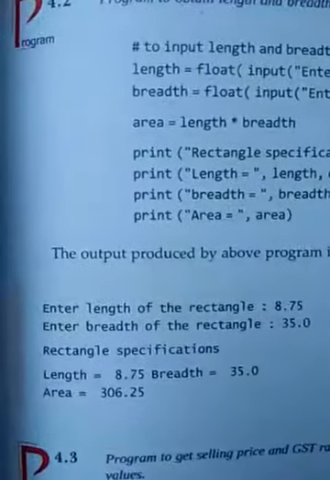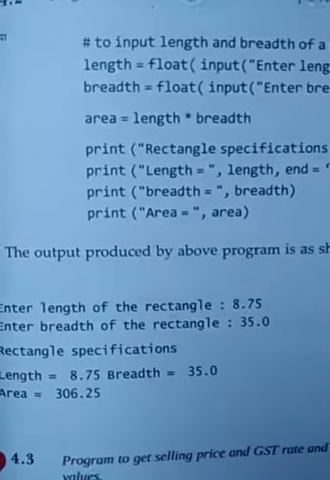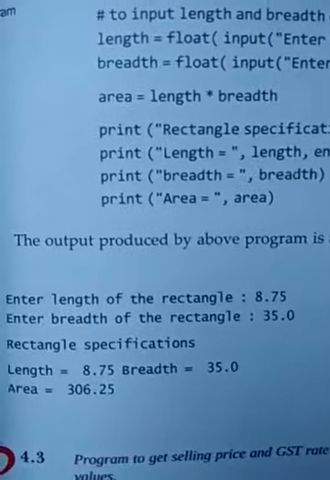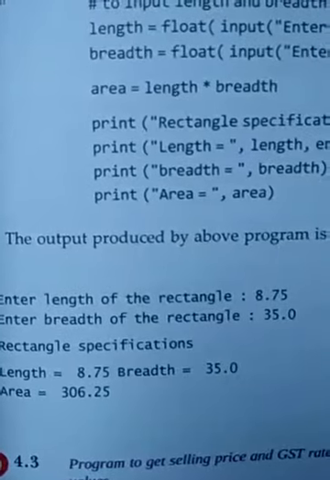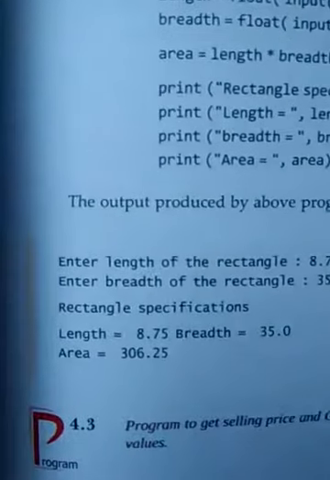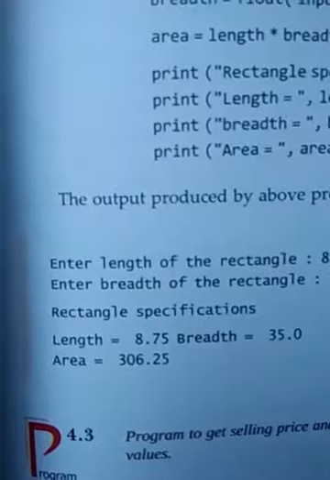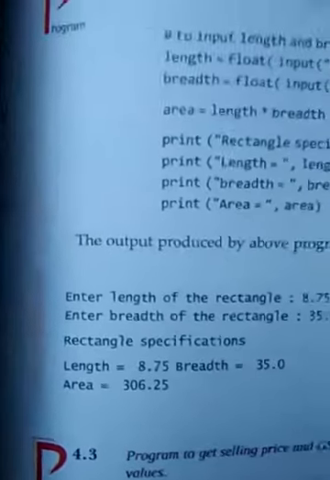Now you can see the input and output statement. Enter the length of the rectangle, we are giving the value 8.75. In the case of the second, breadth, we are giving the value 35.0. So this prints the length and breadth, and finally this displays the area, 306.25.